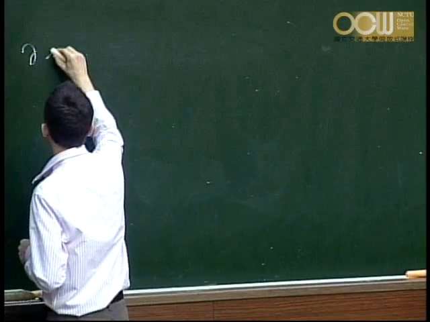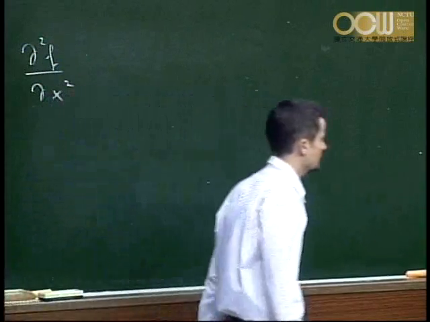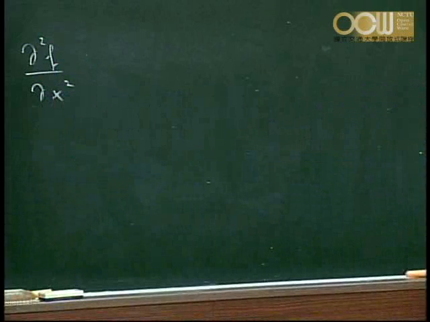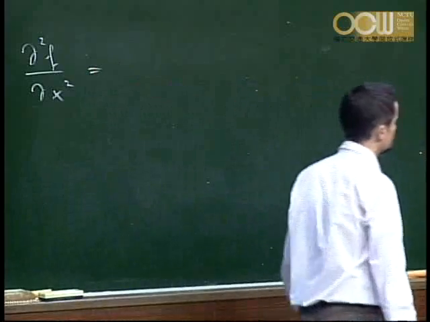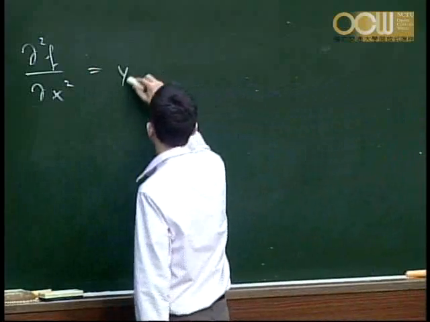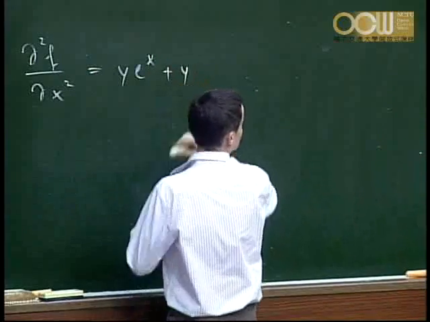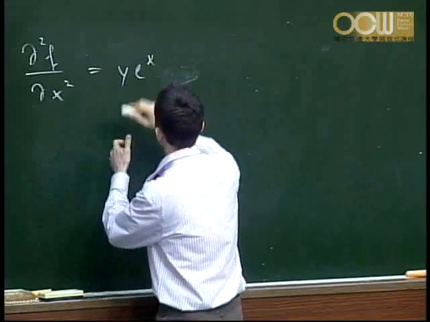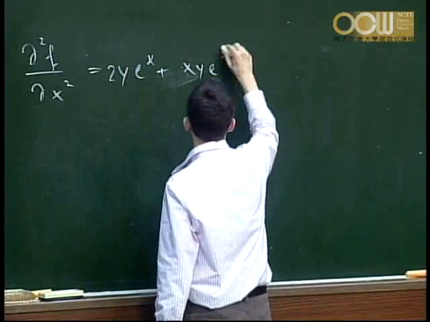Now for the second partial derivatives. For the second partial derivative, both times with respect to x, we have to take now the partial derivative with respect to x. So we have y e to the x. And here we again use the chain rule. So plus y e to the x. So this is twice, plus and then x y e to the x.